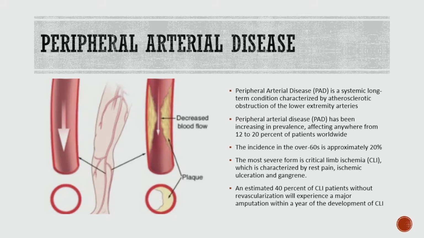This is characterized by ischemic gangrene, ulcerations, and rest pain. An estimated 40% of these patients, unfortunately, once they present with critical limb ischemia, will undergo a lower extremity amputation without revascularization. So it's essential for us to be able to evaluate and diagnose these patients early, prior to getting to those situations.